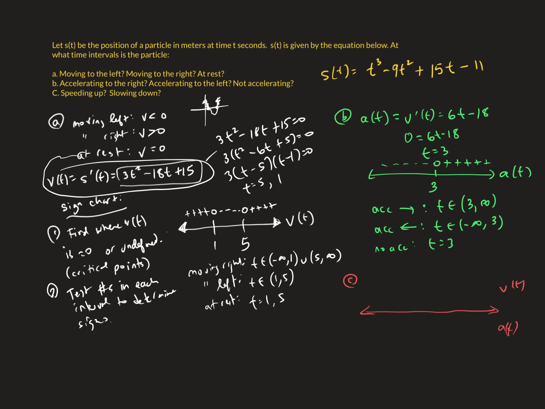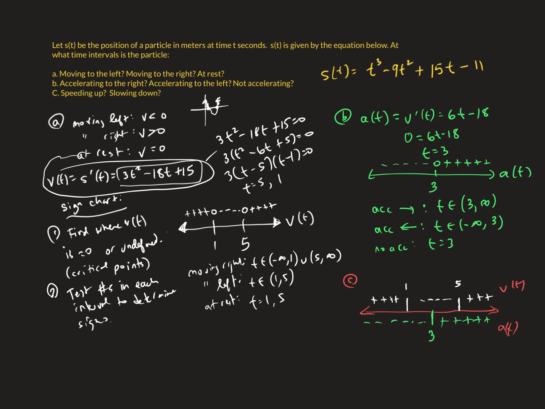Like this. So you see the white sign line I made, the one for velocity? It had zeros at 1 and 5. And it was positive, negative, positive. And my acceleration, the green line, had a 0 at 3, a critical point at 3, or not a critical point, but you know what I mean. And it was negative and positive. So any of the intervals that you see where the signs are the same, it's speeding up. Any of the intervals you see where the signs are opposite, it's slowing down.